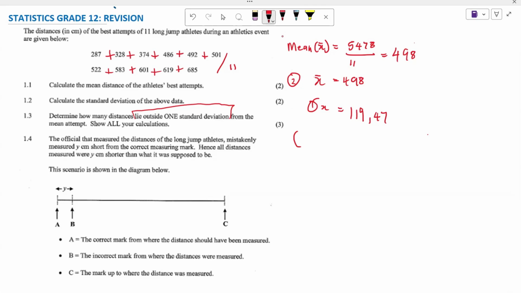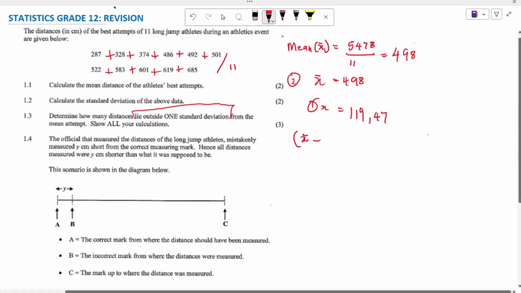You must have your mean. The formula is the mean subtract your standard deviation, and then the other one is going to be your mean plus your standard deviation, isn't it? And now from here, what are you going to have? Now you're going to say, what was the mean there? The mean is given by 498.